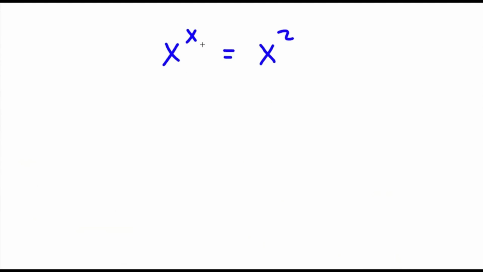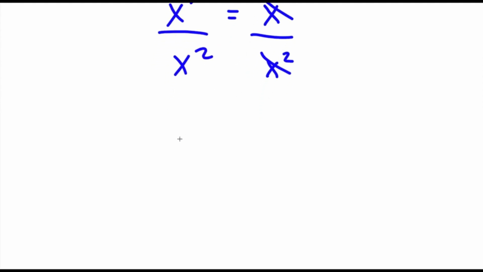Alright, so I have x to the power of x is equal to x to the power of 2. Now what I'm first going to do is I'm going to divide both sides by x to the power of 2. So then these two will cancel out, and now I will be left with x to the power of x over x to the power of 2 is equal to 1.